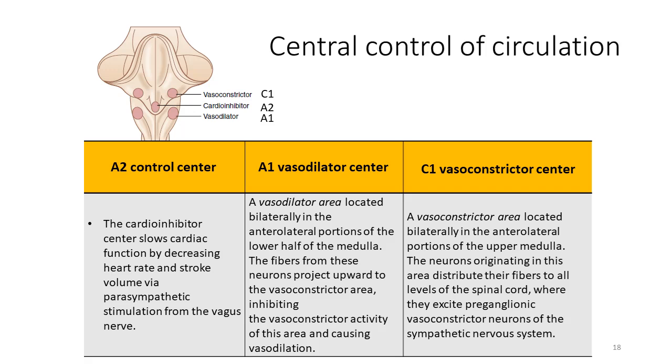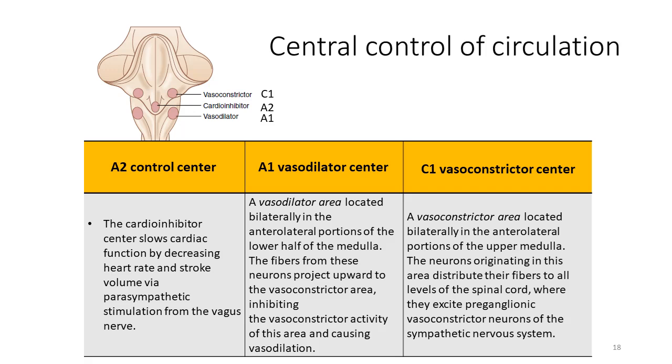A1 is the vasodilator center. These neurons are located bilaterally in the anterolateral portion of the lower medulla. Fibers from these neurons project upward to the vasoconstrictor area, inhibiting the vasoconstrictor activity of this area and causing vasodilation.